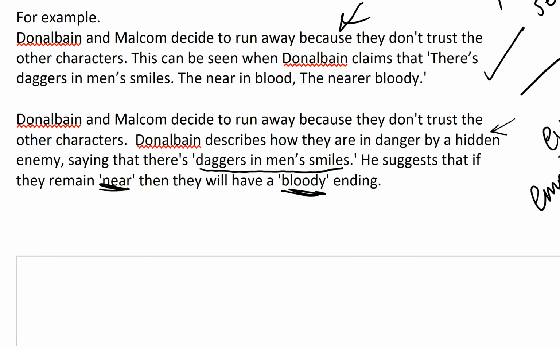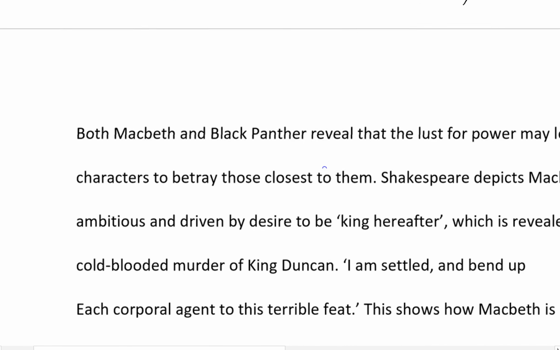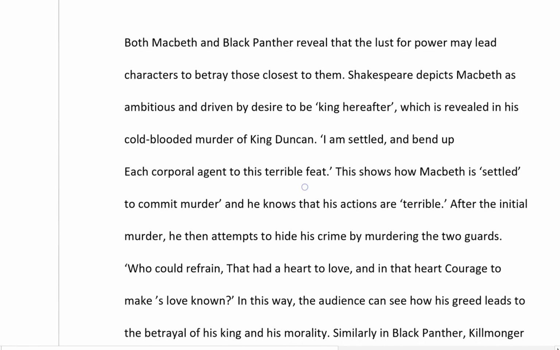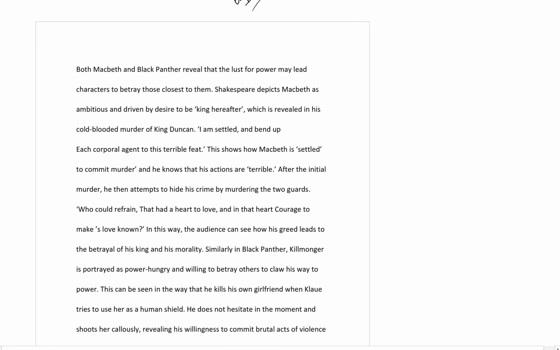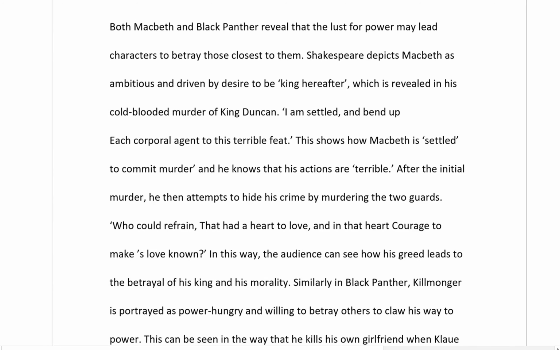And so we've got a paragraph here to look at, and this paragraph has 2 quotes in it that have not been embedded. So we'll read it together. The first one we'll do together and embed it. The second one I'll leave for you to do. So the paragraph goes like this.